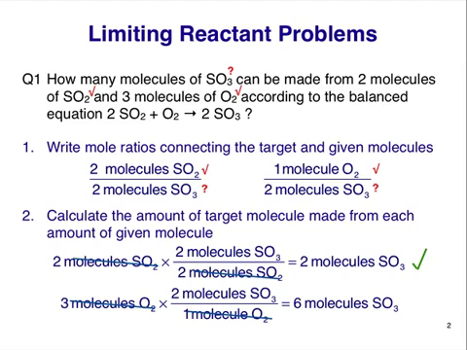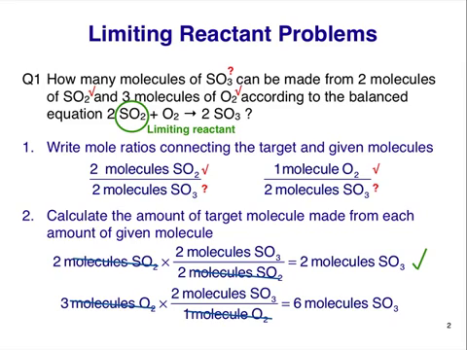We've finished the calculations. What do these two answers mean? Clearly, from the amounts that we're given in the question, we only have enough SO2 to make 2 molecules of SO3. So it's the limiting reactant. Our final answer is 2 molecules.